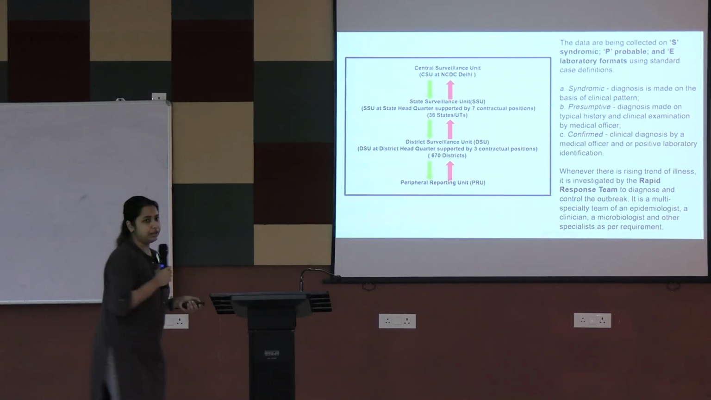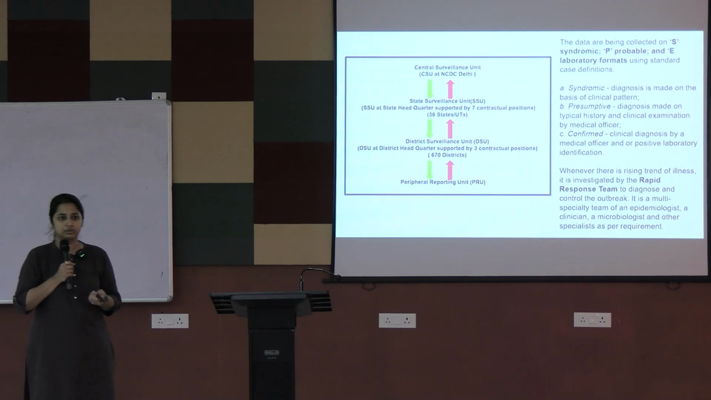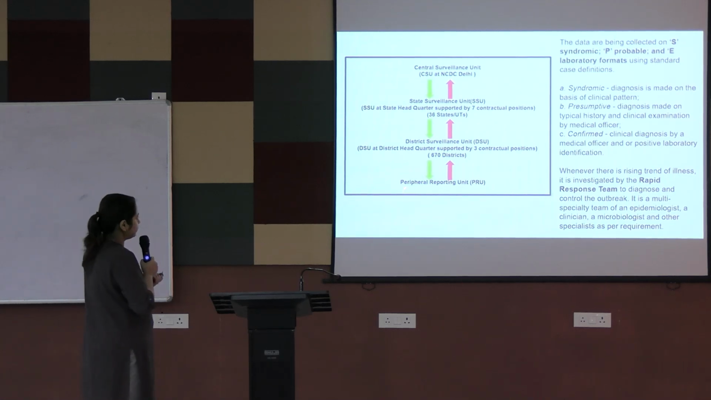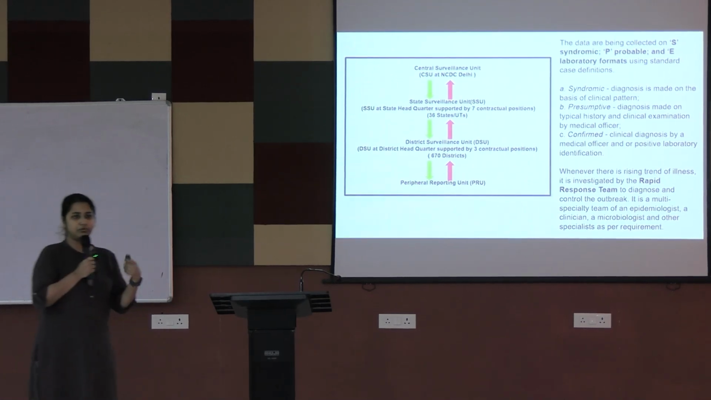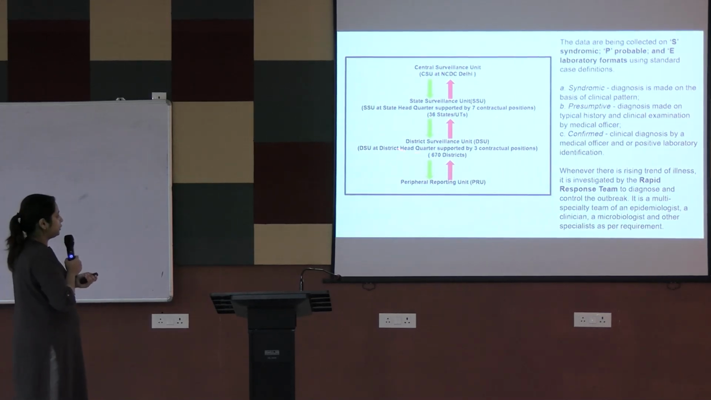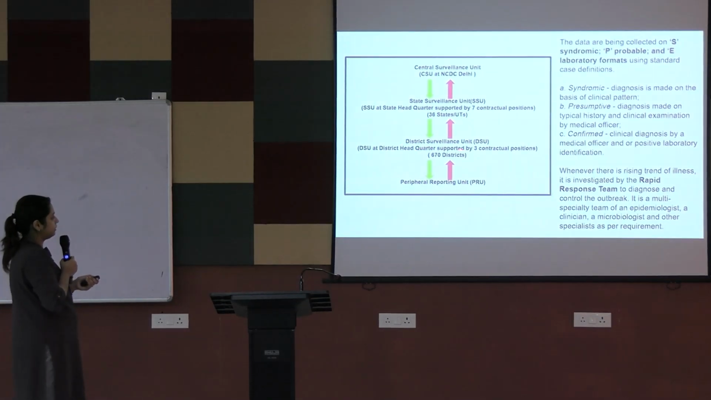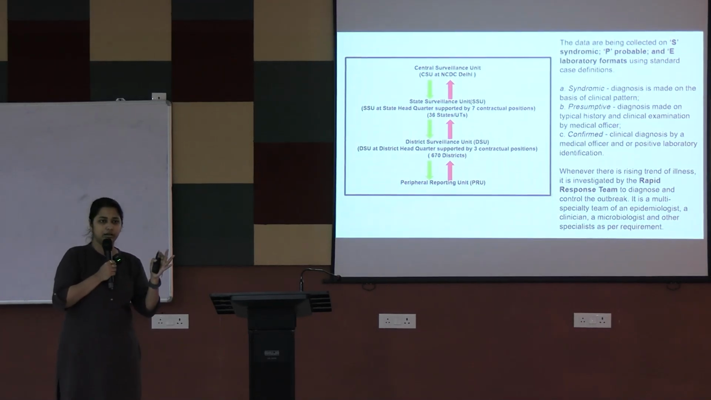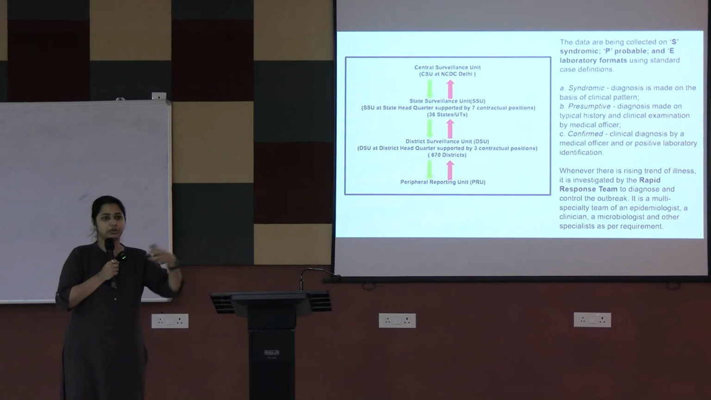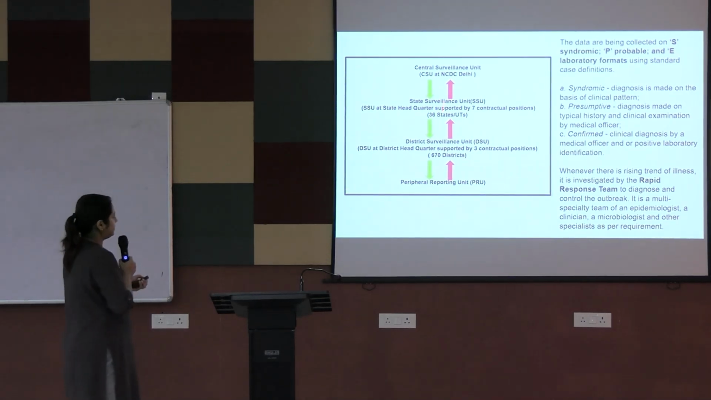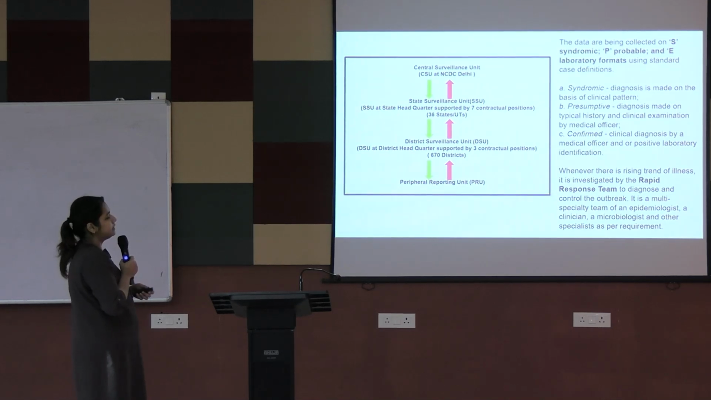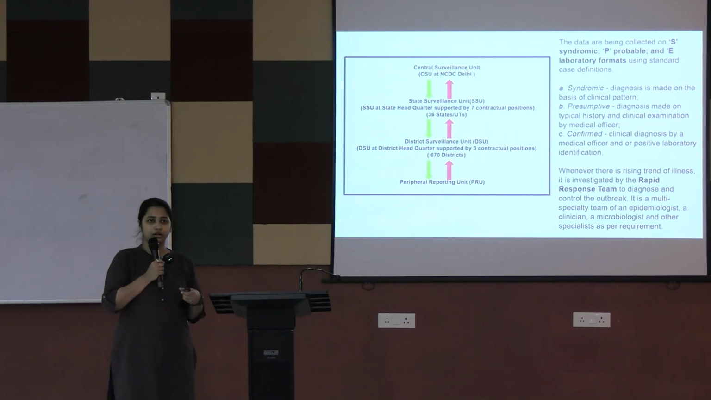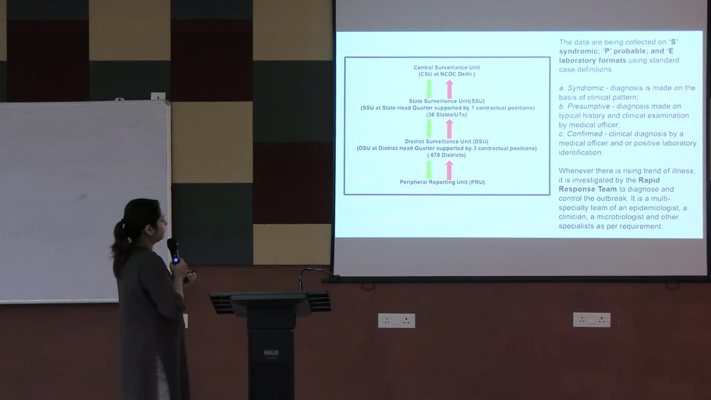So how does the reporting happen? Surveillance is going on, so reporting must also be done, right, of the data. The peripheral reporting unit or the center from where the data is going, it is sent to the district surveillance unit. That is from the 670 districts, in each district a surveillance unit is there. From all the peripheral centers, the report is going to the district hospital. From there, they send to the state surveillance unit, and from the state, it goes to the central surveillance unit. And then again, feedback is given from the central to the state to the district and the periphery.